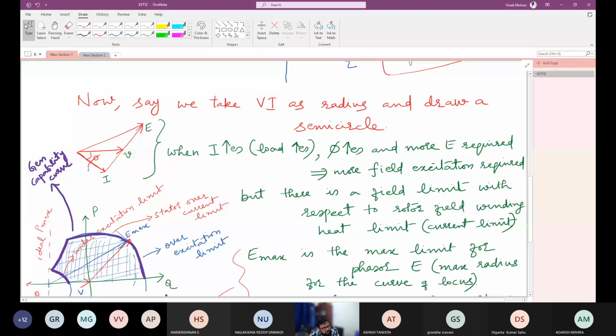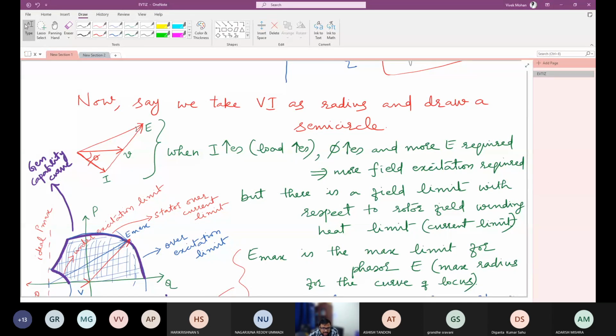When phi increases, what happens to E? E will increase, right? More induced EMF is required now to compensate for the reactive power for the increased load current. Increased load current in the sense, basically I squared X is increasing in the circuit. So this I squared X must be delivered by the machine. Accordingly, the field current excitation should be increased.